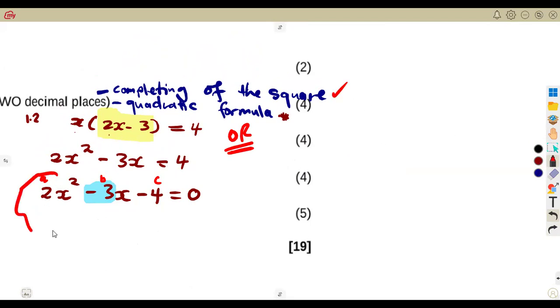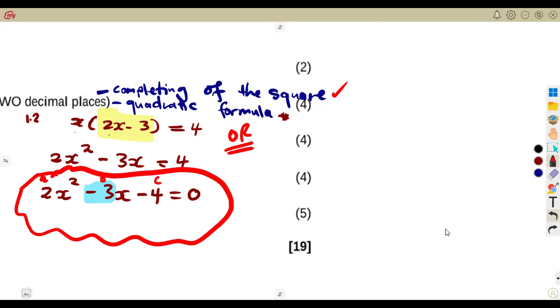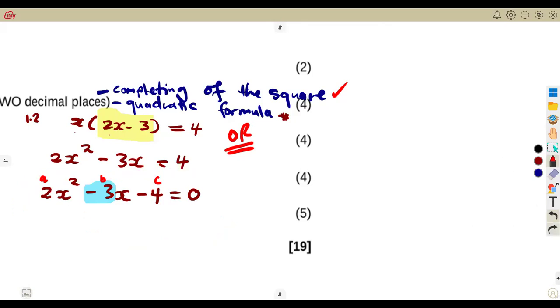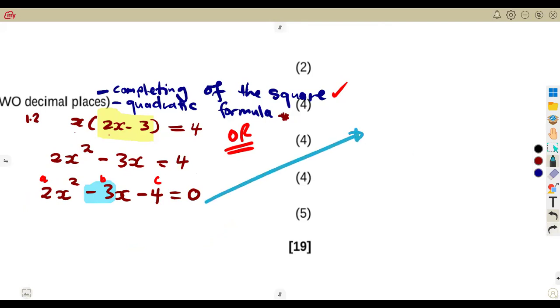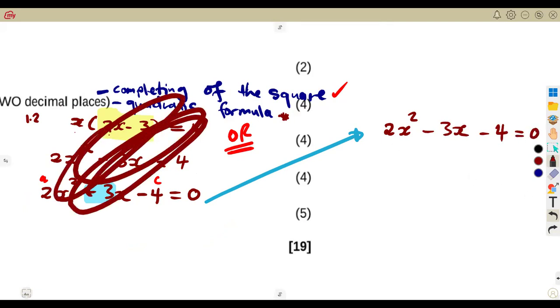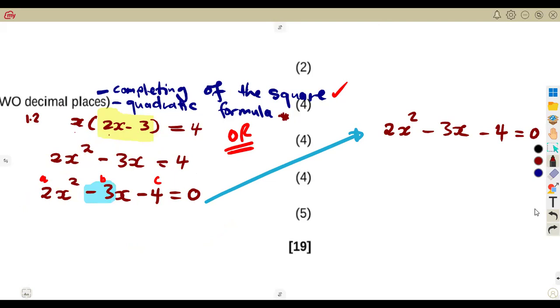We have expanded. This is where we are. So I'm going to take this into continuation from that point. Remember, this is what we have now. We have got 2x squared minus 3x minus 4 is equal to 0. The expansion part was going to be the same. You're working with the quadratic formula, or you're working with the completing of the square method, you expand first. This is where you are.